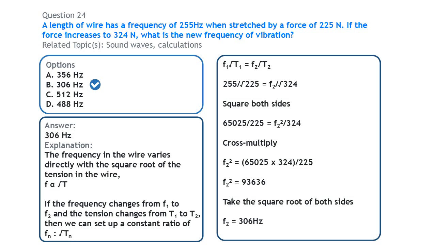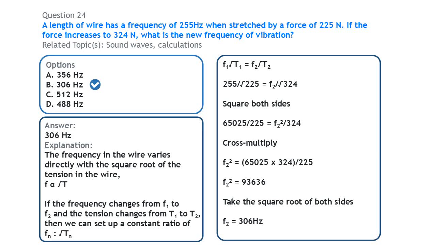Okay, if we turn this into an equation, you are going to have f1 over root T1 is equal to f2 over root T2. So f1 and T1 mean the initial frequency and the initial tension, which here are 255 and 225. So you have 255 over root 225 is equal to f2, the new frequency, which is what we have to calculate, divided by root of the new tension, which is 324.